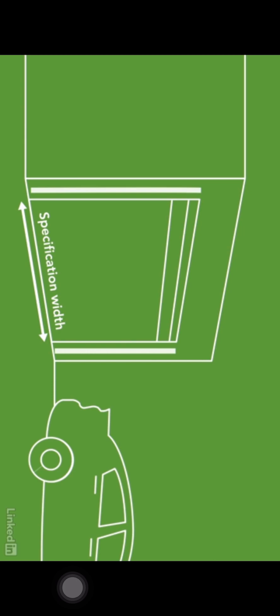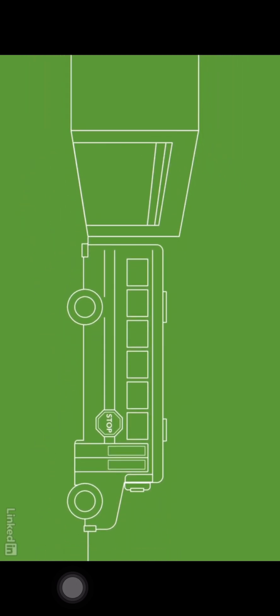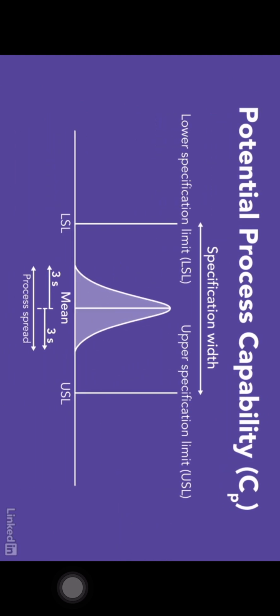But what if the process was as wide as a school bus? Then it wouldn't be capable of going through the doorway. How capable the car, the bus, or the process is in meeting the specification width is called potential process capability, or CP. For a normal curve, the process spread is 6 standard deviations, 3 to the left and 3 to the right side of the mean.